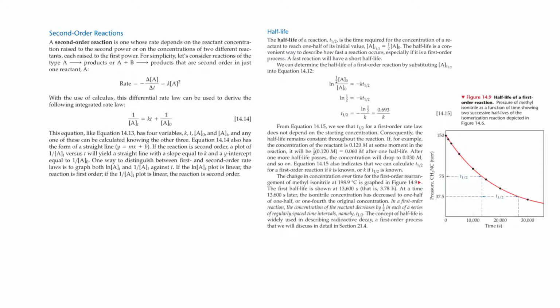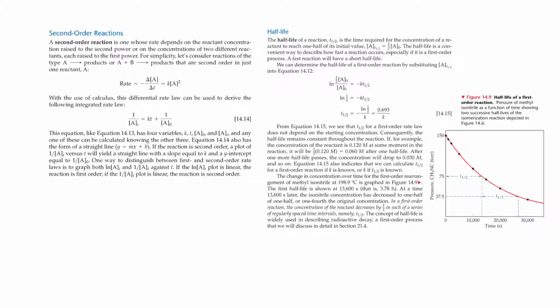With the use of calculus, the differential rate law can be used to derive the following integrated rate law: 1 over [A] sub t equals kt plus 1 over [A] sub 0. This equation, like 14.13, has four variables, k, t, [A] sub 0, and [A] sub t, and any one of these can be calculated knowing the other three. Equation 14.14 also has the form of a straight line, y equals mx plus b. If the reaction is second order, a plot of 1 over [A] sub t versus t will yield a straight line with a slope equal to k and a y-intercept equal to 1 over [A] sub 0.